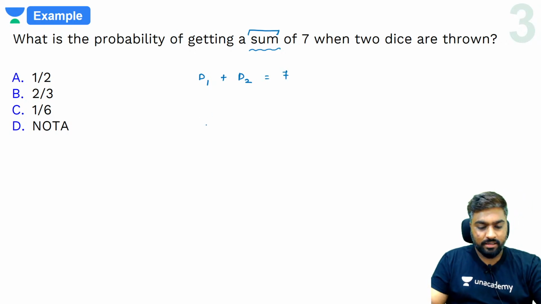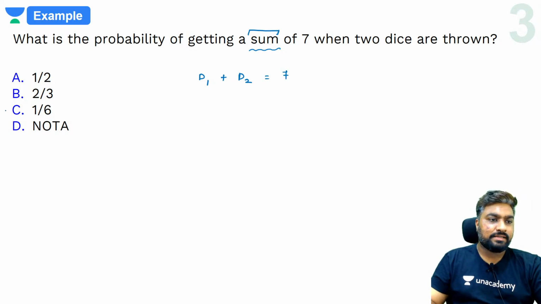Okay. Divya says 1 by 6. All right. Others, quickly try this. The sum should be 7.